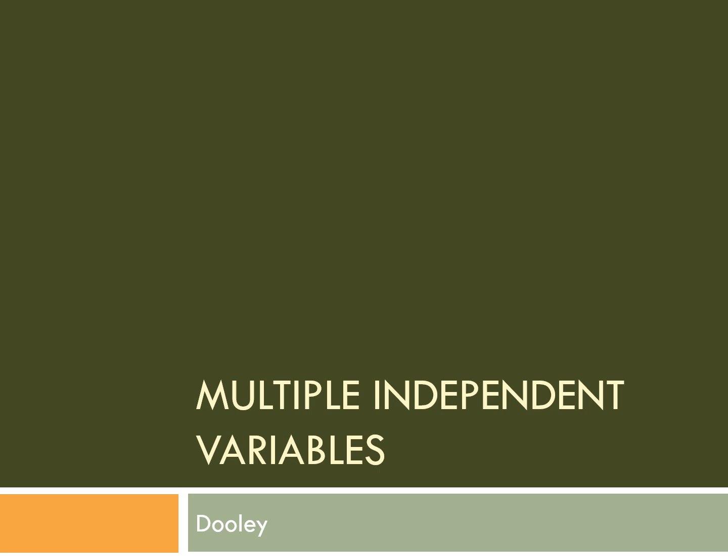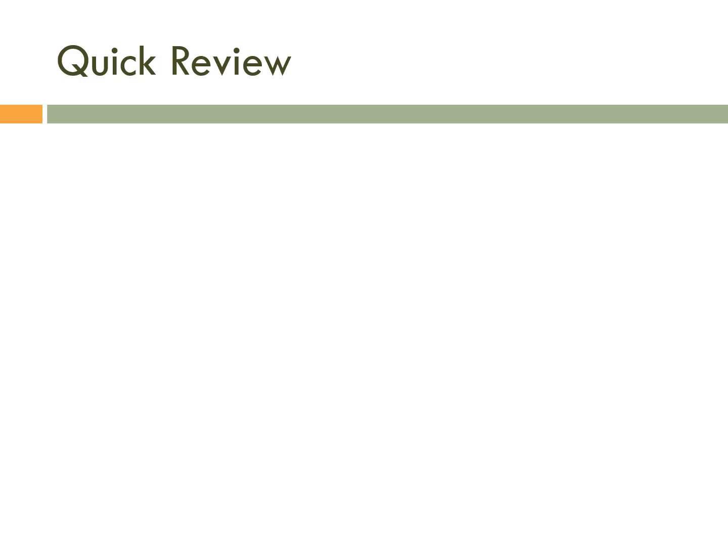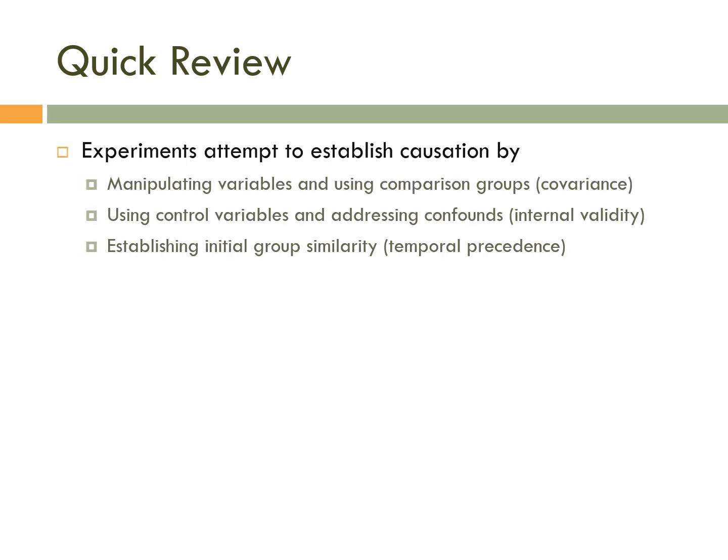Welcome back. Today we're going to be talking about how to use multiple independent variables in your experimental research design. Now, before we begin, we saw a similar slide last time, but I just want to go over again a quick review of experiments. The experiments are attempting to establish causation through three ways. We've talked a lot about these.